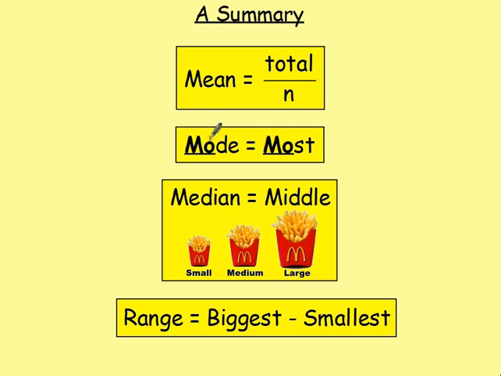If it's the mode, I think about the 2 letters M-O. That's the number that appears the most. So MO for mode, MO for most, they start with the first 2 letters. Or you could think MO for that number that appears the most often.